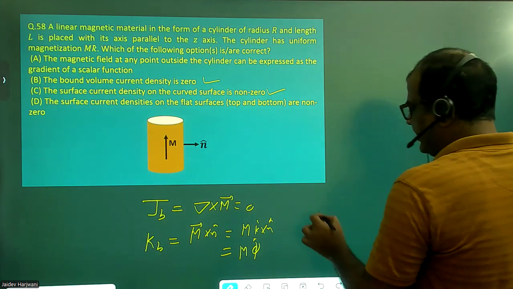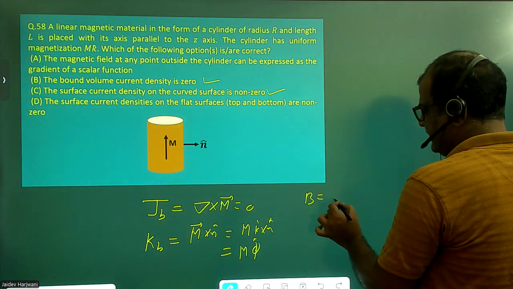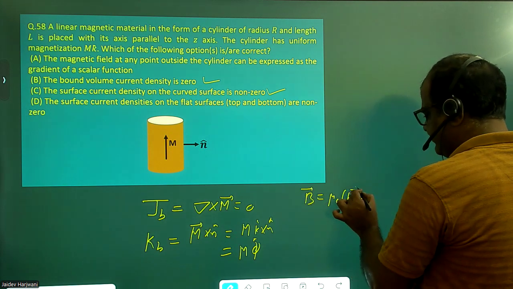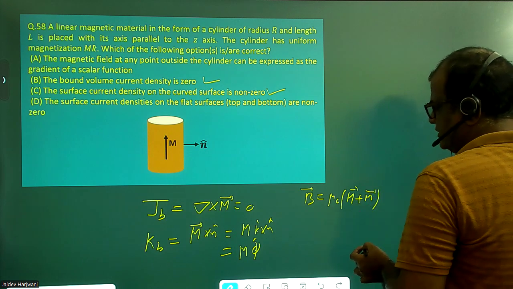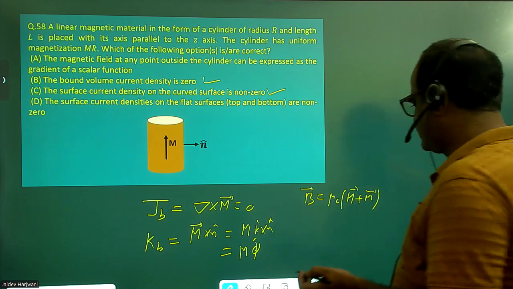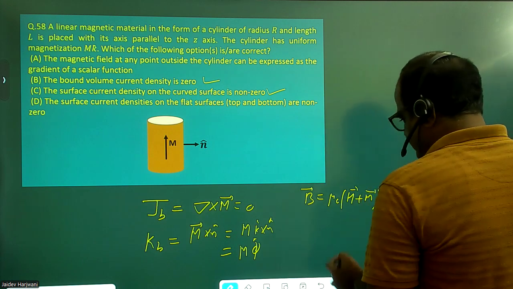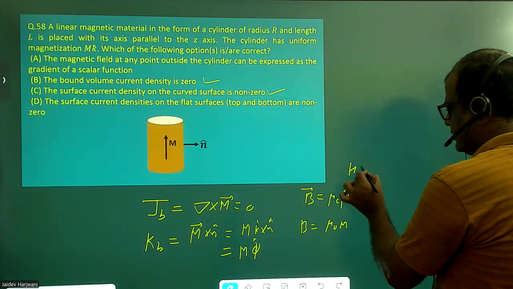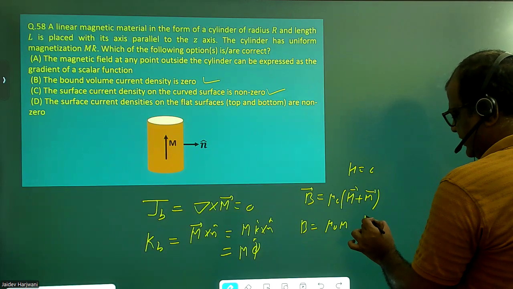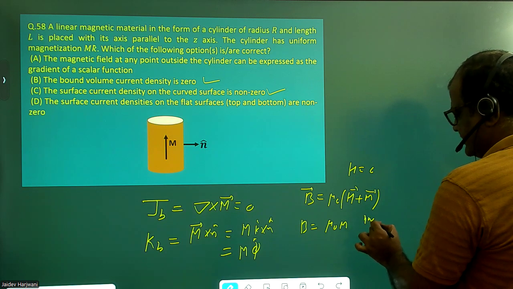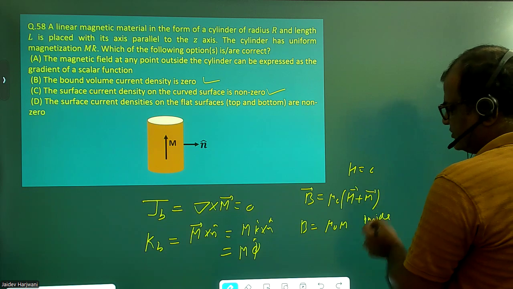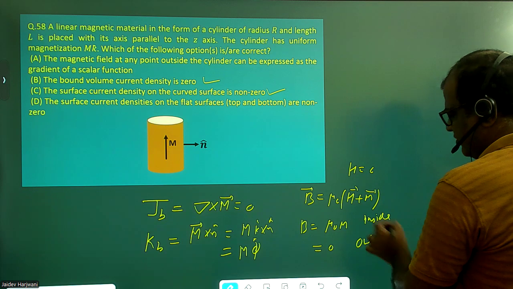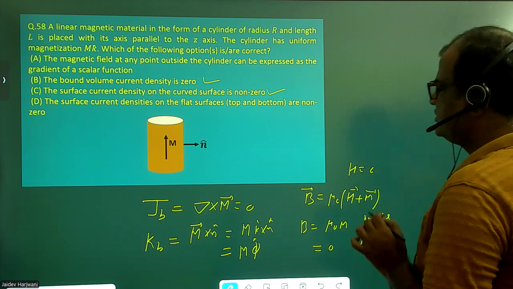Now if I talk about the magnetic field inside a uniformly magnetized material, the magnetic field is H plus M. There is no external field H in this question. So if I write B, B will be mu 0 M, since H is 0. This is inside the material, and outside the material B will be 0 because there is no external field and there is no material outside. So outside this is 0.